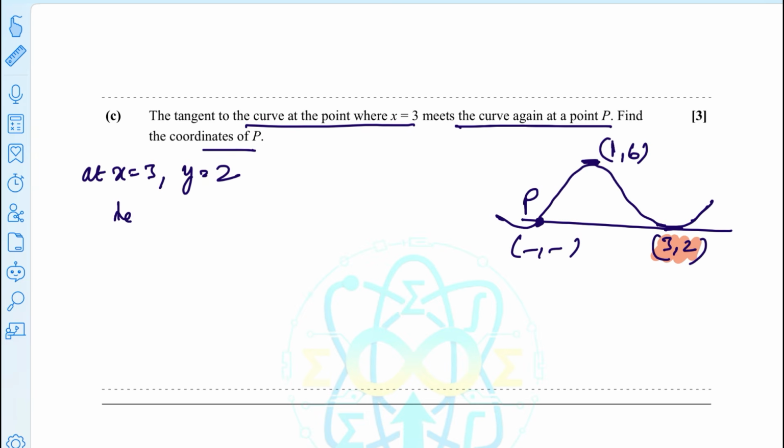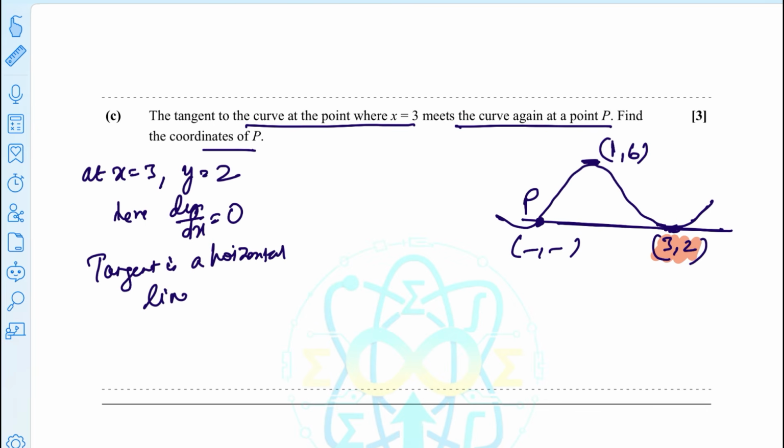Here we know that dy over dx equals 0 because this is a turning point. If I draw the tangent here, the gradient will be 0, a stationary point. So we can say the tangent is a horizontal line at y equals 2. What is the next step?